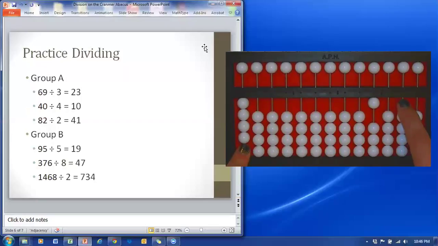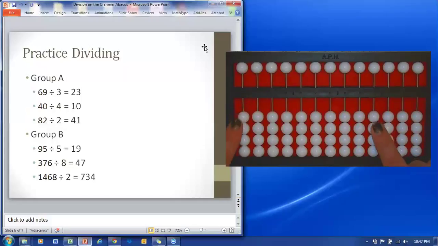Now those last 2 columns, by the way, remember, are going to be for your remainder. So this is really a remainder of 0 on those last two rods. So my answer is actually 1, 0, remainder of 0. So 10 remainder of 0. Let's look at the third problem.